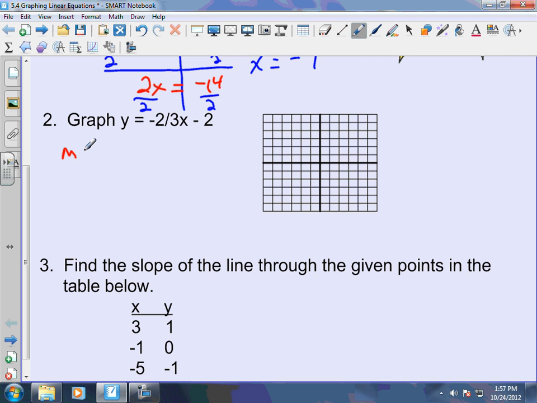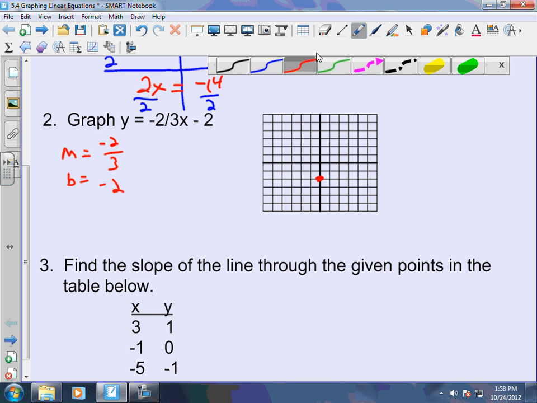First step, identify your slope and y-intercept. My slope is negative 2 over 3. My y-intercept is negative 2. So at negative 2, I put a dot. I then go down 2, and now I go 3 to the right. Not left, I go 3 to the right. And I go down 2, 3 to the right.